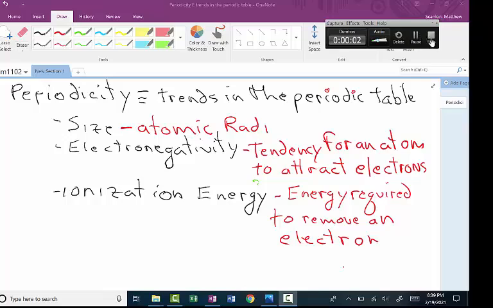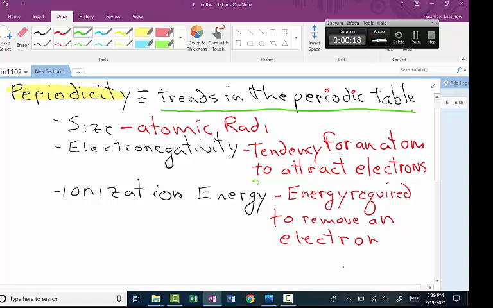This is learning objective number 2. We're going to talk about periodicity, what we mean when we say that there are trends in the periodic table. We're only going to look at 3 of these. The first is size, and this is the diameter or the radius, the radii of the atoms. So we're going to look at atomic radii and see what the trends are.